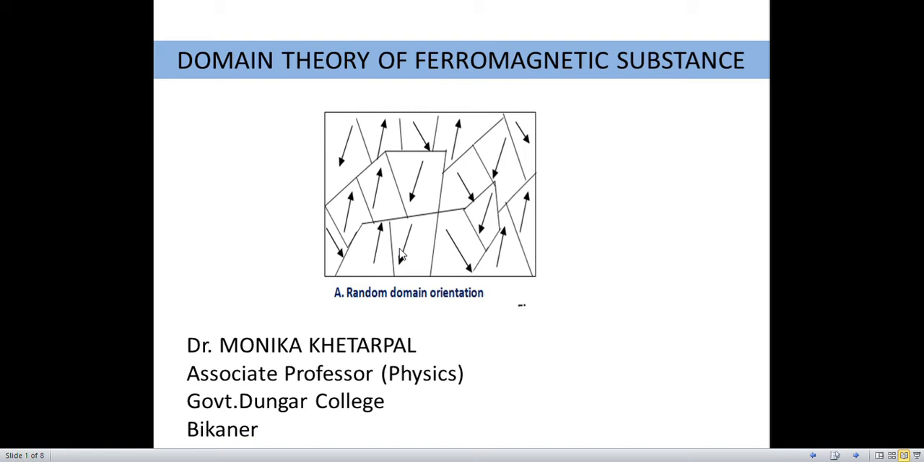Students, we were discussing the paper Solid State Physics. This is the fifth paper of MSc Final Physics. In this, we were discussing ferromagnetism. In our today's lecture, the topic will be domain theory of ferromagnetic substances.